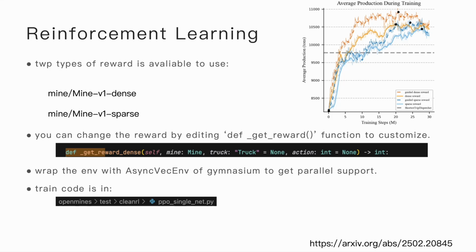I also have an example train code inside this path. This is exactly the same code as in my paper.